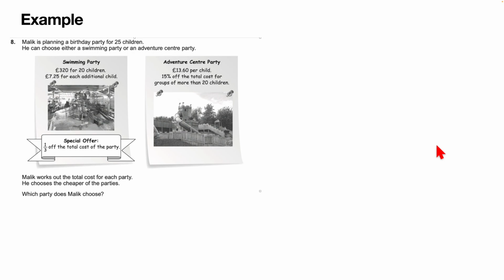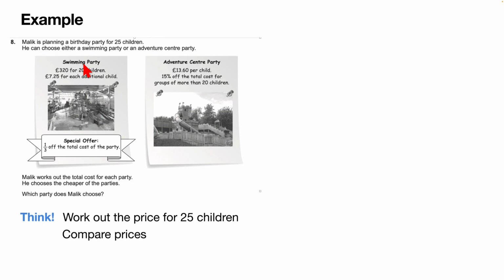Let's move on to a monster question. 7 marks for this wee beastie. Malik is planning a birthday party for 25 children. He can choose a swimming party or an adventure centre. This is the pricing for a swimming party. Malik works out the total cost for each party and chooses the cheapest of the parties. Right, let's work out the total costs for the swimming party. Oh no, I'm going to have a think. I'm going to work out the price for 25 children, obviously, and compare prices.